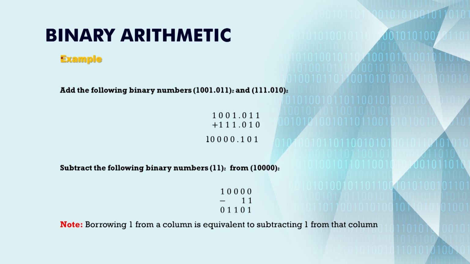As you have borrowed, the remaining bit will be 1, therefore 1 minus 1 is 0. Similarly, in the third bit you have already borrowed 1, therefore 1 minus 0 is 1, and from the most significant bit of the minuend you have already borrowed that most significant one, therefore that is remaining as 0. So, 0 minus 0 will be 0. So, you are left with the value 01101. Borrowing 1 from a column is equivalent to subtracting 1 from that column.